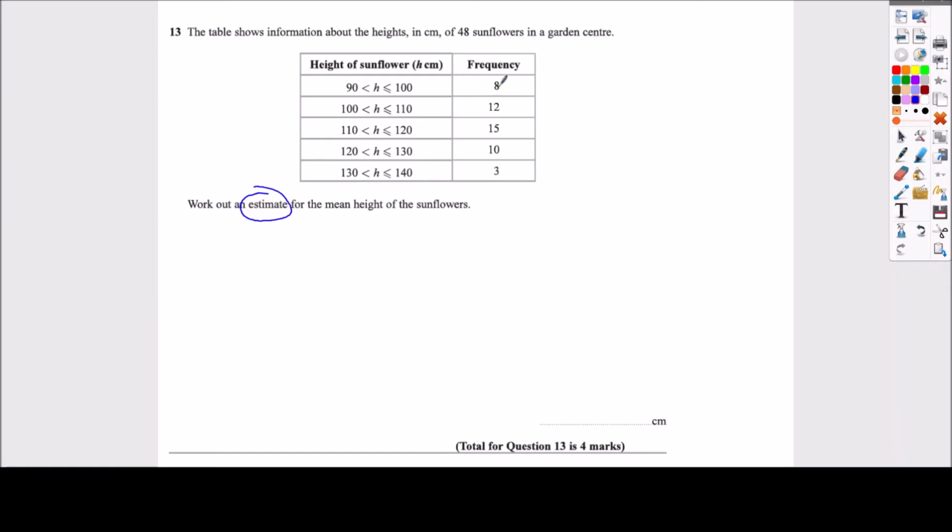Those 8 sunflowers are somewhere between 90 and 100. We just don't know where, okay? They could all be 91, they could all be 99. We just don't know. So the best we can do is an estimate. We go straight down the middle.